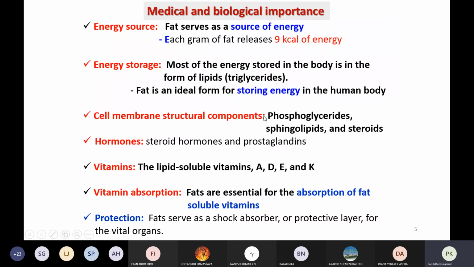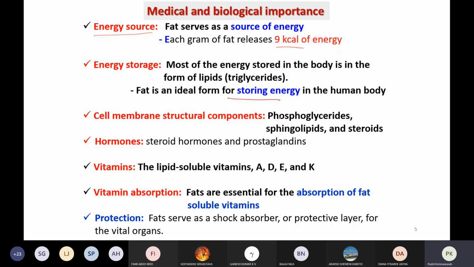And coming to their medical and biological importance, as I already said, the lipids have many functions in the human body or in living organisms. The first and important function is that they are the source of energy. Each gram of fat can release 9 kilocalories of energy. And triacyl glycerols are the ideal form for storing energy in the human body.